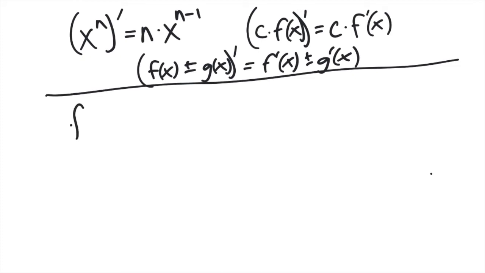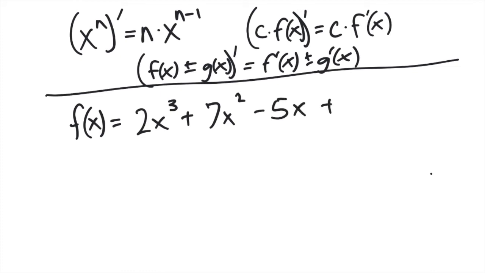For example, to say something like, if f of x is 2 times x to the third plus 7x squared minus 5x plus 4, what does f prime of x look like? Okay, so we can go piece by piece in this, and when we get a little practice, we're going to get really quick at this. In fact, some of you might already be there.